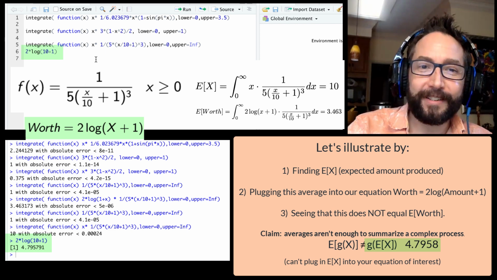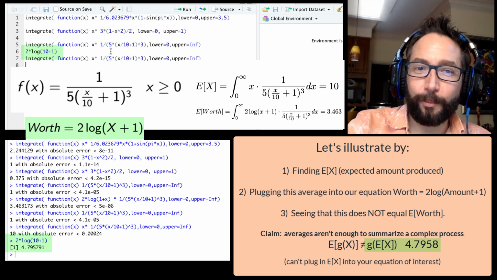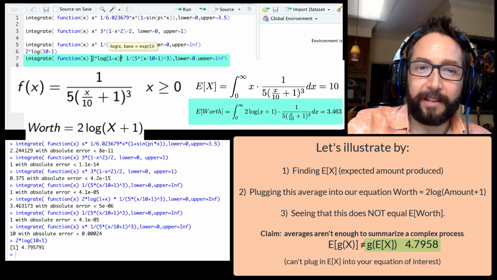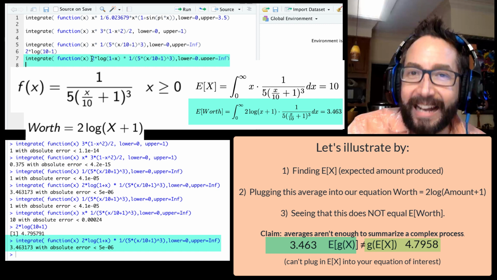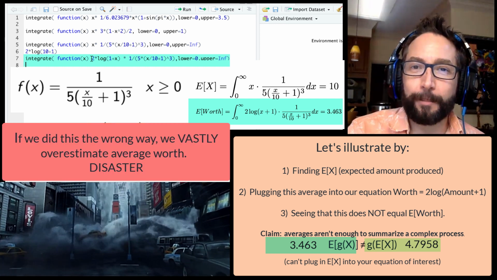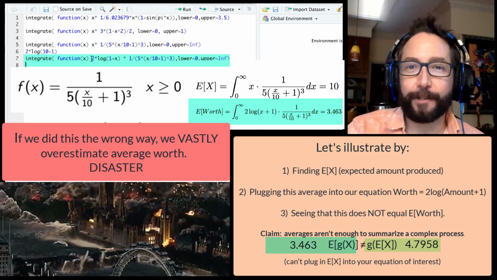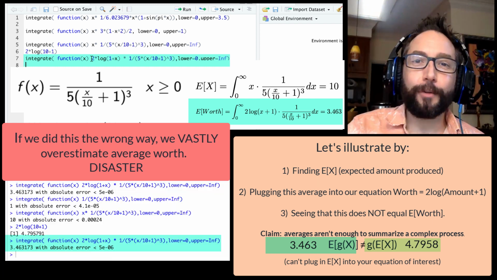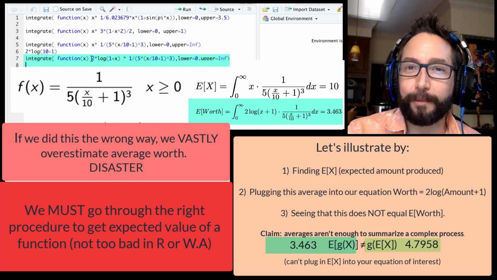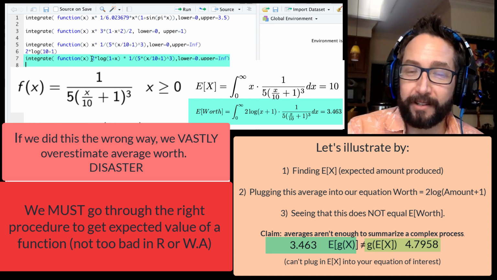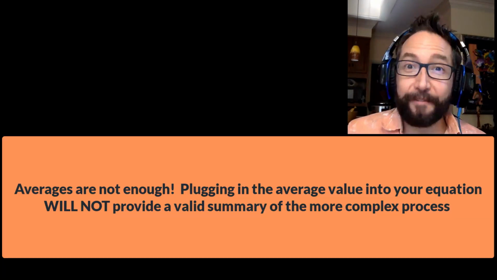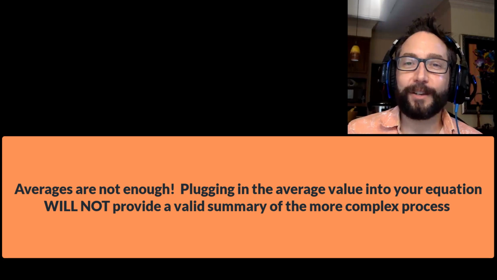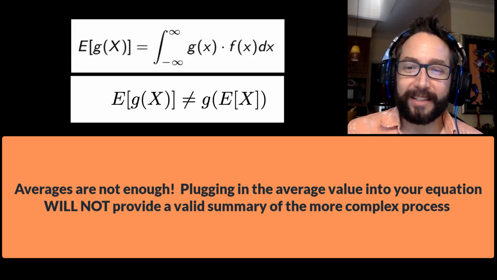So notice how different this value is than if we had calculated the expected worth the correct way, taking our equation that translates a value of x to its worth, doing the integral the correct way. We would vastly overestimate the worth of the steel that's being produced if we had just plugged in the average value of the amount into our equation that translates amount to worth. We really have to go through our procedure for calculating the expected value of a function if we do want to characterize a more complex process. So averages aren't good enough. We really have to be careful when trying to summarize the expected value of a complex process. We've really got to do this integration correctly.